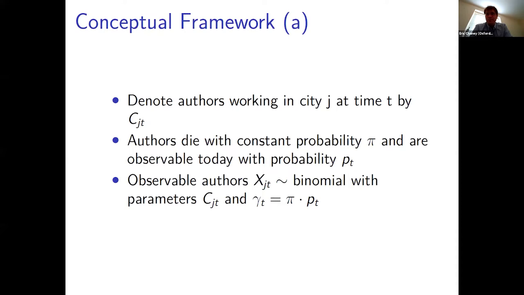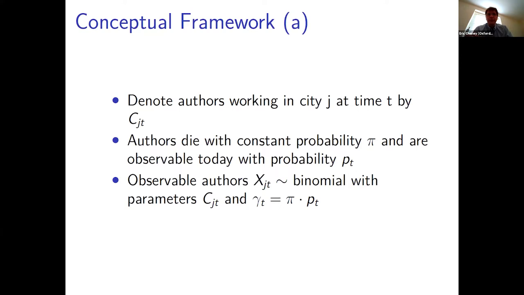If that's the case, then the observable number of authors today is going to be distributed as follows. I'm going to call the observable number of authors X_JT, where J again denotes cities and T time. It's going to be distributed as a binomial random variable with parameters C_JT and probability gamma_T, which varies by time. So this is pretty straightforward.